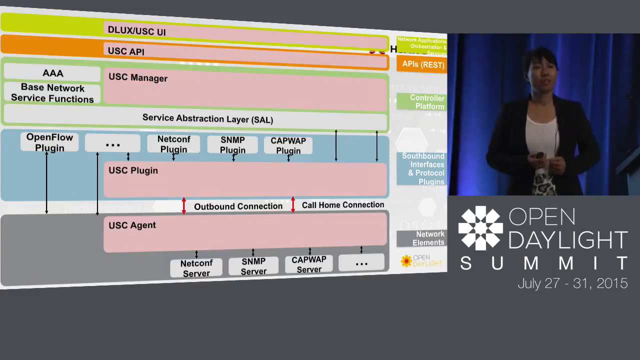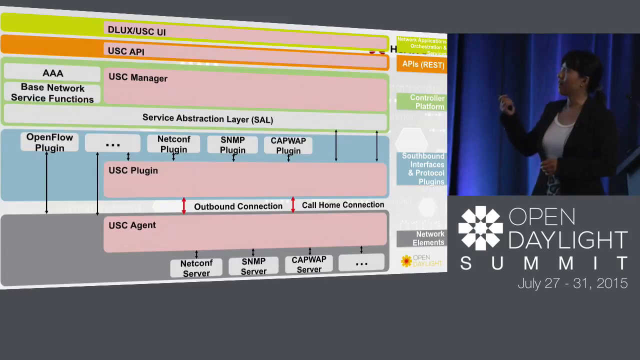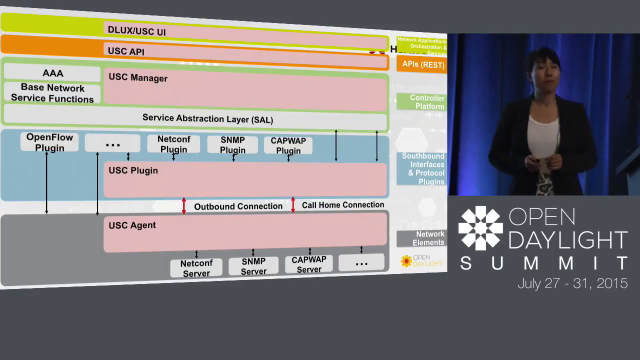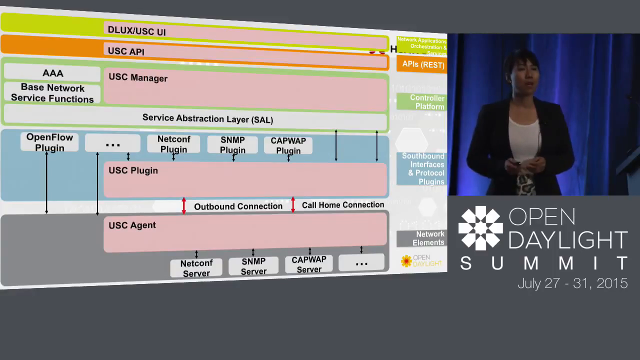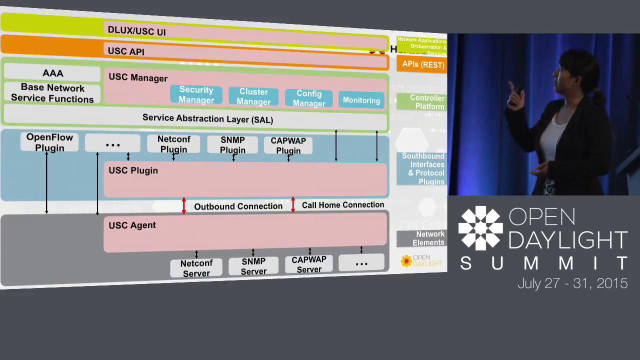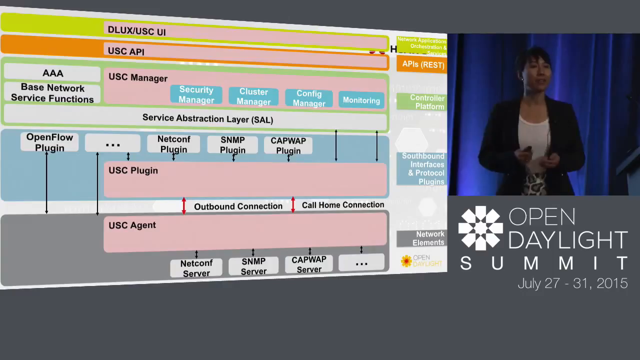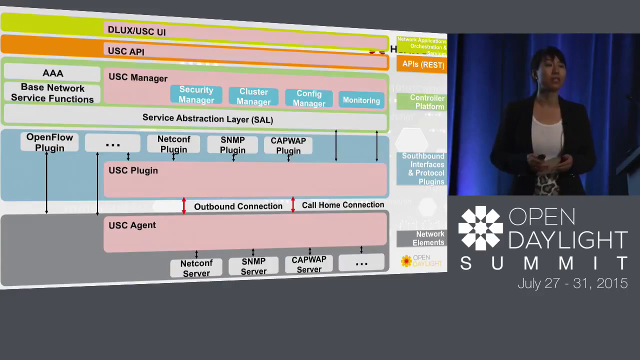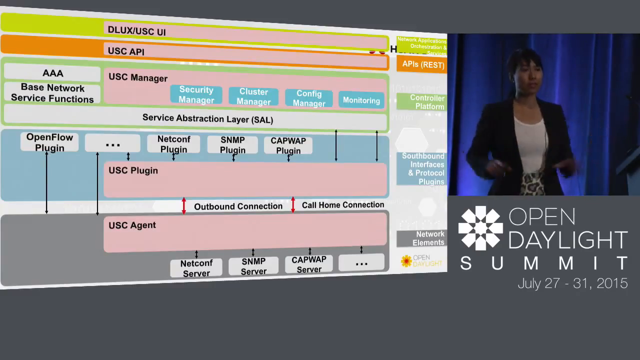The unified secure channel is clearly divided into five components: the UI, the API, the manager, the plugin, and the agent, leveraging OpenDaylight's modular design, for example MD-SAL, YANG tools, plugin modules, and other features. The UI is inherited from the Lithium release's modularity, so it will display the unified secure channel environment and everything going on in it.